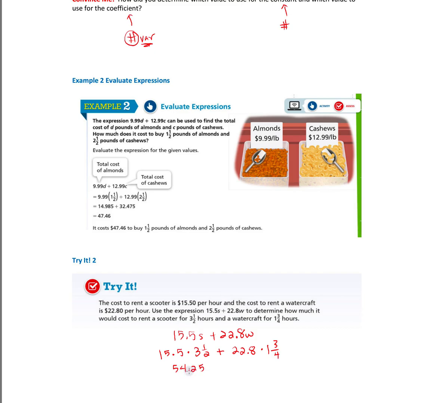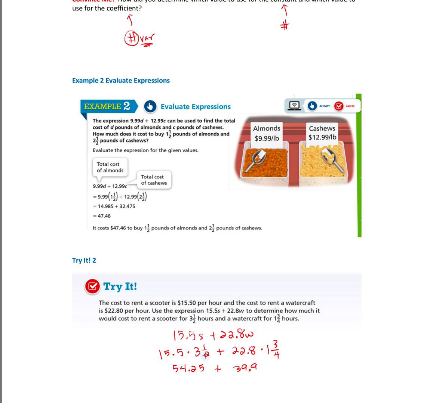So this is 54.25. Even though I could do the whole thing on my calculator, I highly recommend kind of breaking it down, following the order of operations, even though I'm using a calculator. That way we can figure out where things get messed up if you don't get right answers. 22.8 times, and then 1 3/4, I'm going to type it in as 1.75, and I get 39.9.